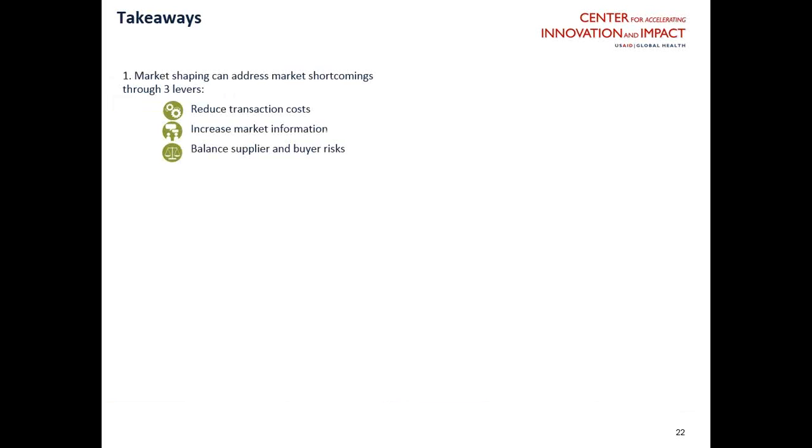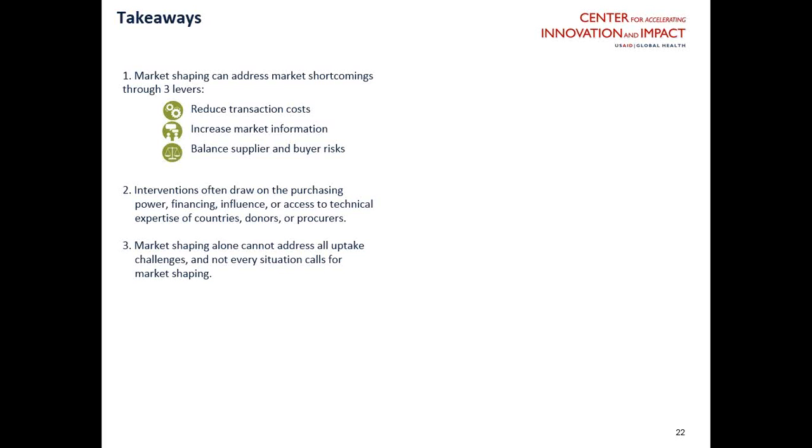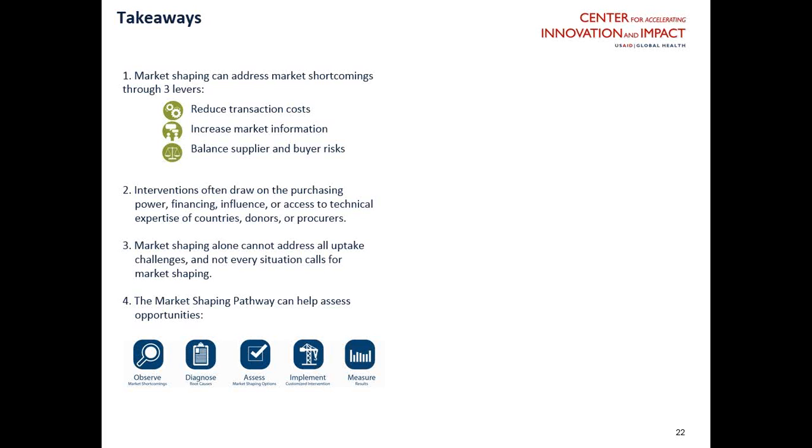So I've spoken a lot, and I'm going to wrap up here and take your questions. But I just wanted to sum up with a few takeaways. The 3 levers that market shaping can use to address shortcomings: reducing transaction costs, increasing market information, and balancing risks. Market shaping really draws on resources that countries, donors, and procurers have, which is their purchasing power, their financing, their influence, and their access to technical expertise.